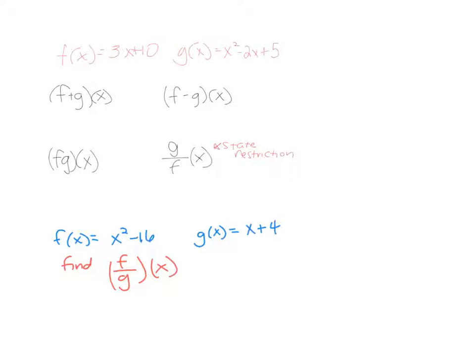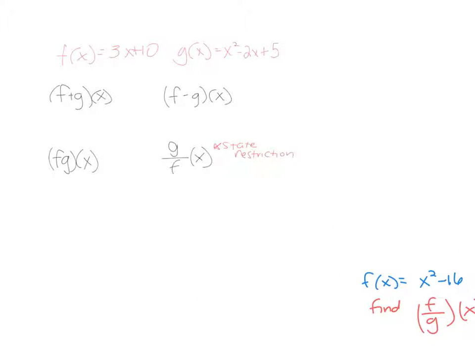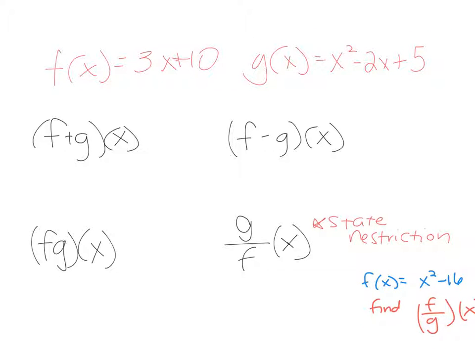All right, so for the first one, f plus g, you just need to add them, right? So 3x plus 10 plus x squared minus 2x plus 5, and then combine your like terms in decreasing degree order. The x squared comes first, positive 3x and negative 2x is a positive x, and then positive 10 and positive 5 is positive 15.